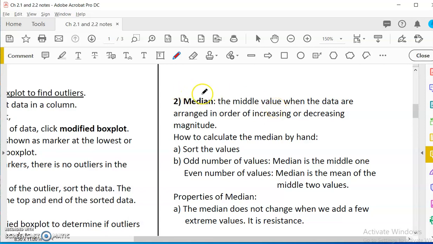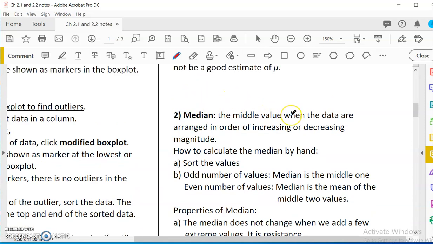The second way of calculating a center is finding the median. Median basically is the middle of the data when data are arranged in order in increasing or decreasing magnitude. Usually we do increasing. To calculate median, you can do it by hand. I'm sure your grade school teacher has taught you that.